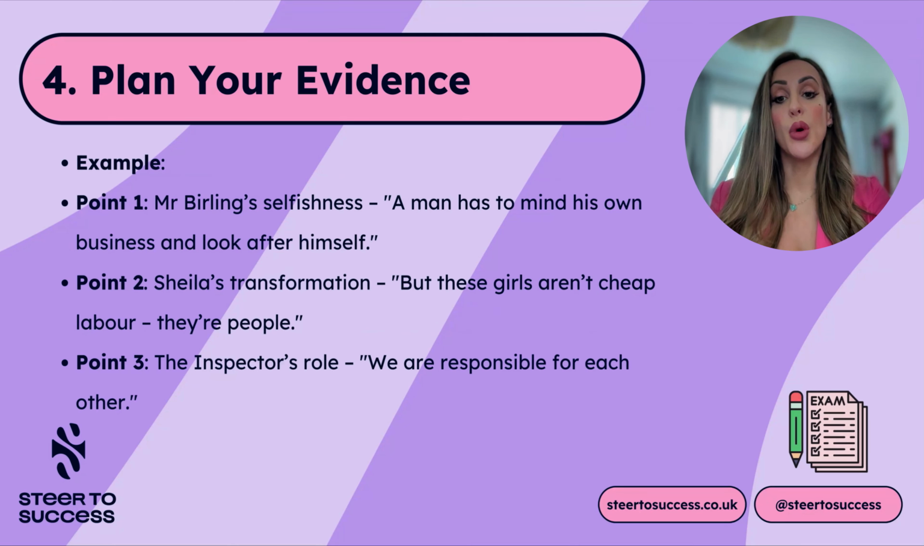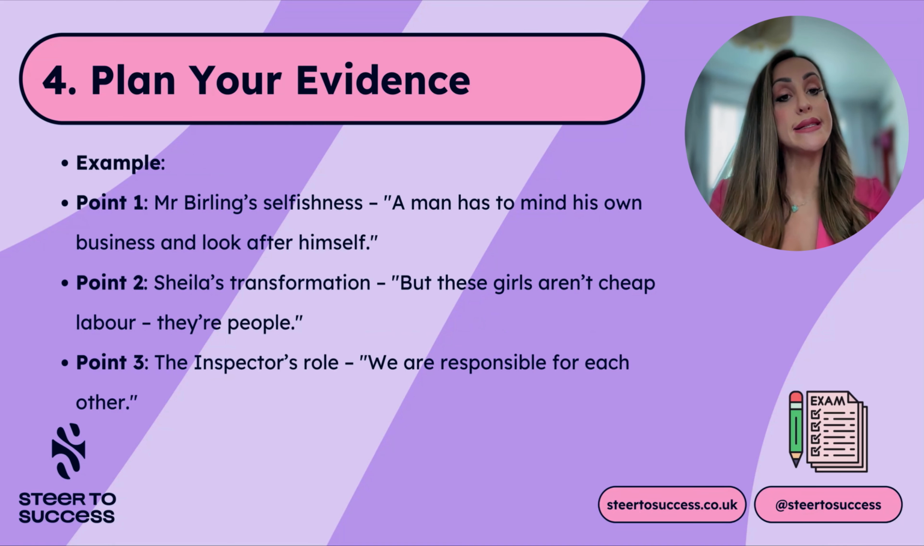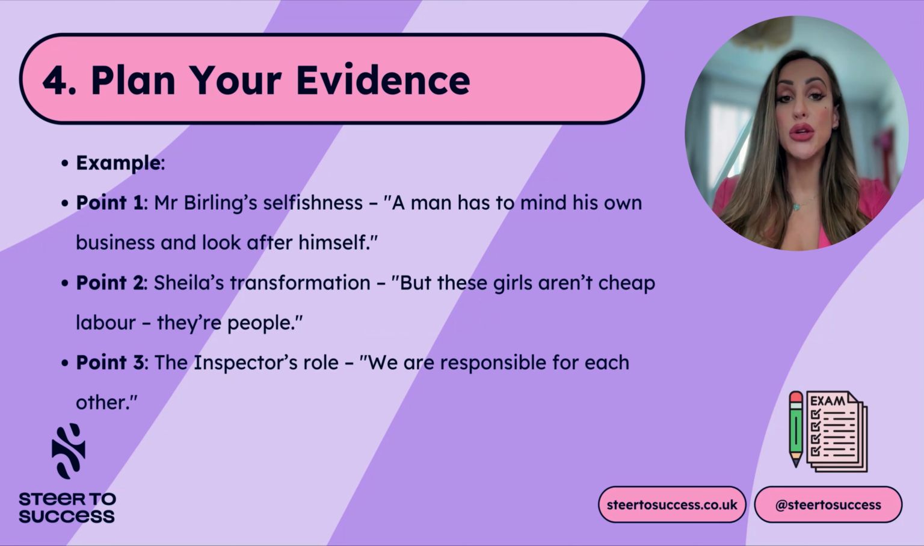So as an example, point 1, Mr. Birling's selfishness, you could use the quotation, "a man has to mind his own business and look after himself." Point 2, Sheila's transformation, "but these girls aren't cheap labor, they're people." And point 3, the inspector's role, "we are responsible for each other." They're really quite obvious basic quotations, but you get the idea. I am linking my point to the quotation and making sure that those two things seamlessly link together.